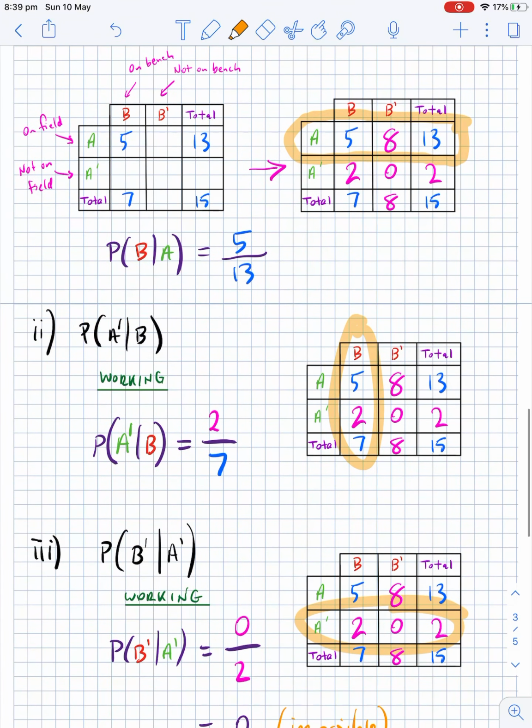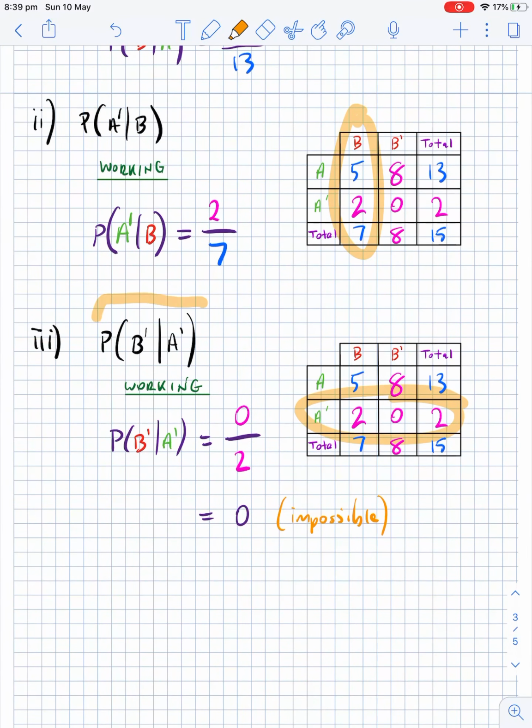Let's try another one. The probability of not A given B. Given that we're in the B column, here's our B column. There's only 7 in this B column. The probability of not A, notice not A here is these 2. So your answer is going to be 2 out of the 7. So we get this answer right here, 2 out of 7.